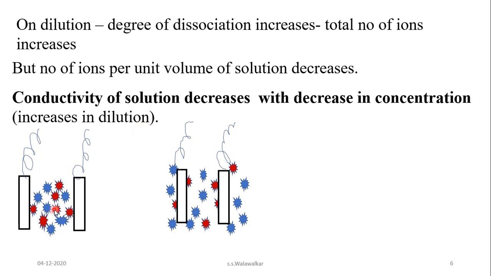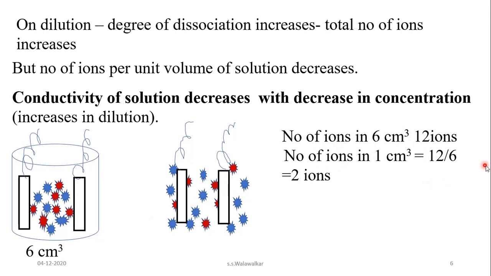Now see here one example. Suppose 6 centimeter cube volume of solution is there, and in that 12 ions are there. So the number of ions in 1 centimeter cube of solution becomes how much? 12 divided by 6, that is 2 ions in unit volume of the solution. And in such a solution, the electrolytic conductivity is due to these two ions.